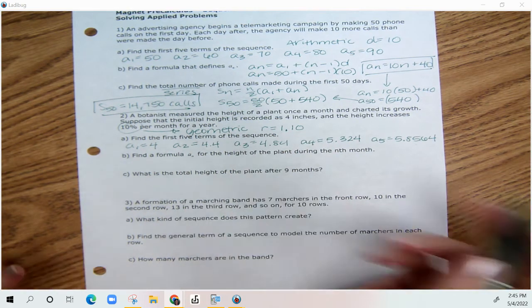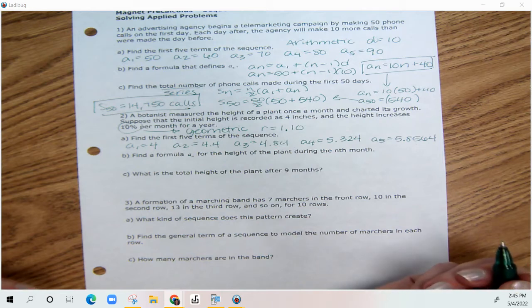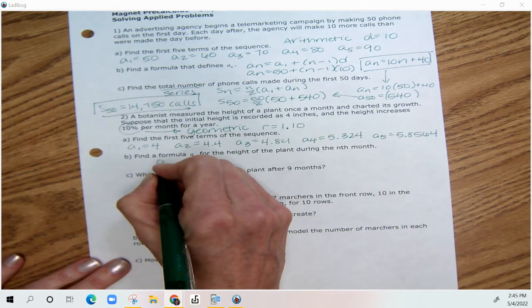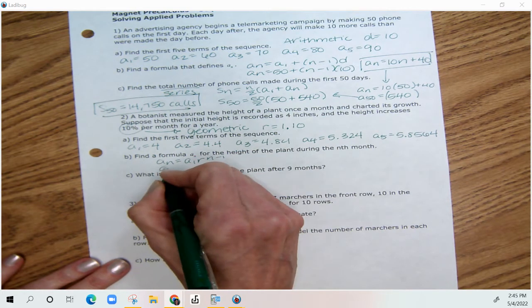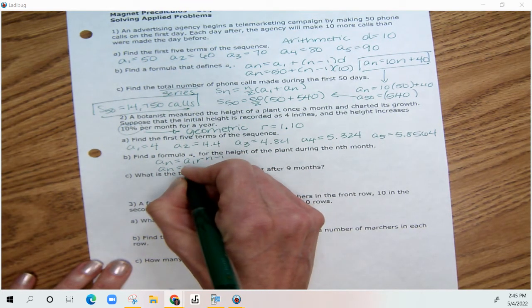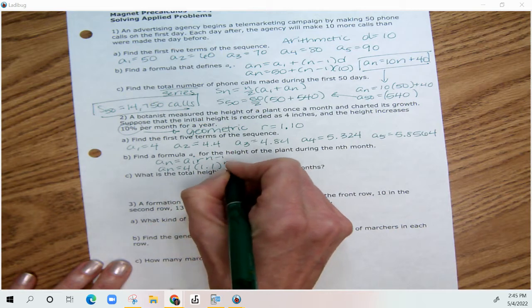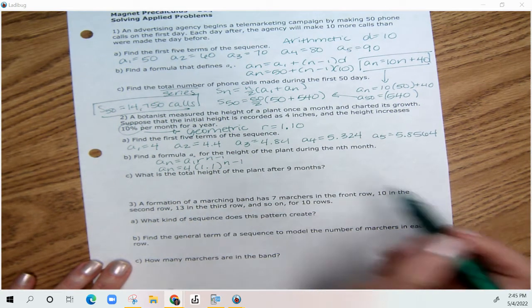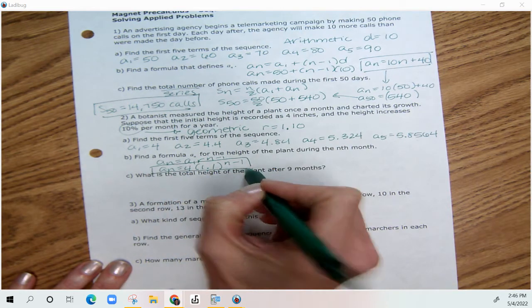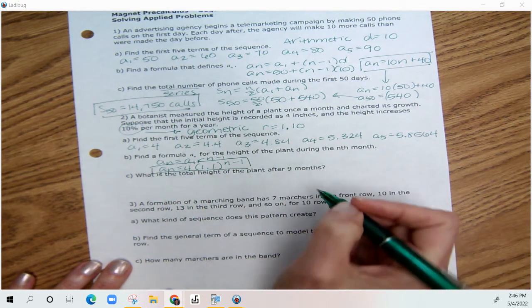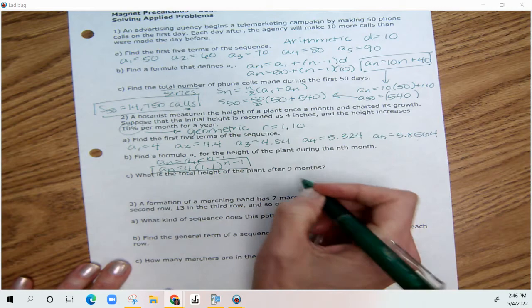A sub n, meaning find the general rule or the pattern. So we can use the sequence formula for that, where we replace A sub 1 and R. So that would be considered my A sub n formula. And then the total height of the plant after 9 months.